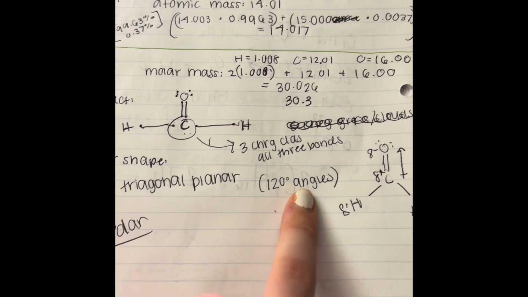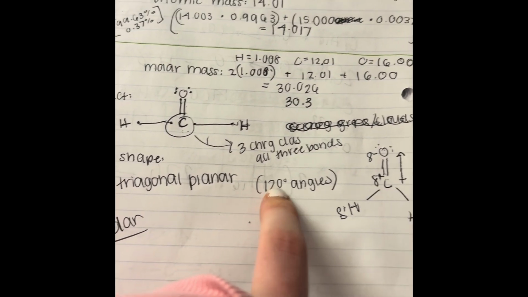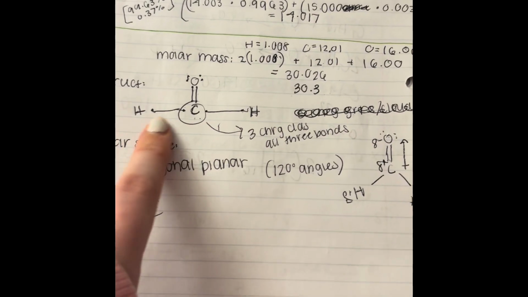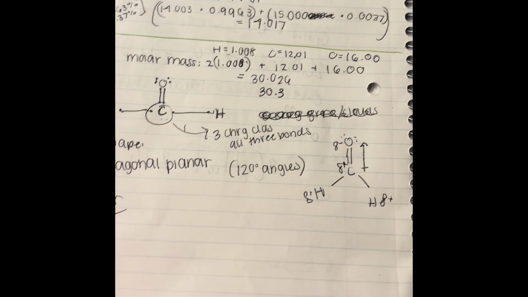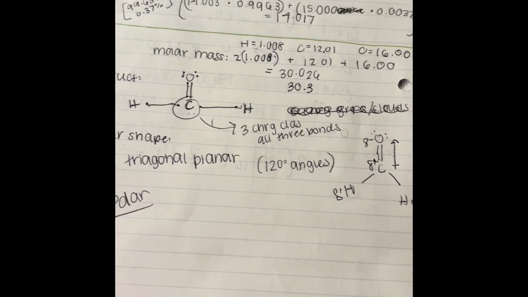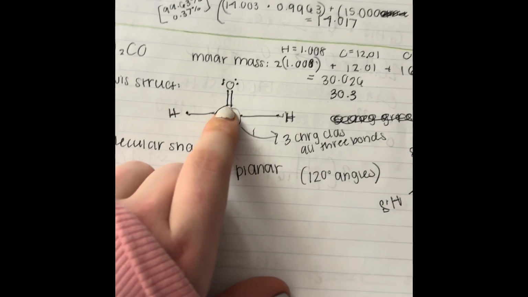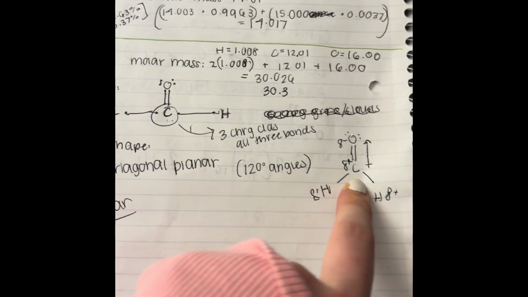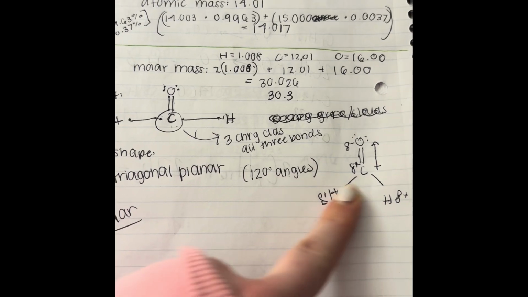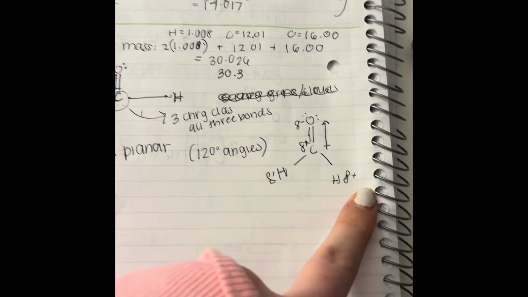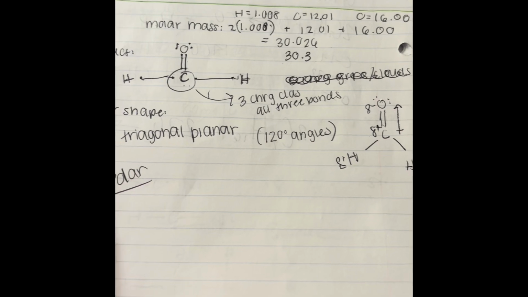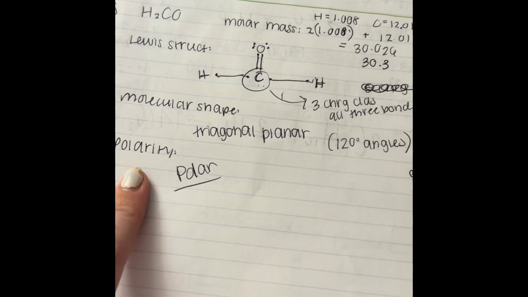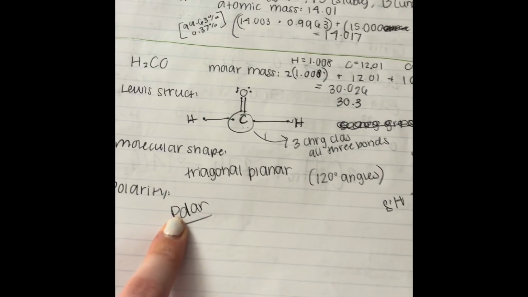This is what is going to cause the 120-degree angles of the trigonal planar shape, because what we know is that basically the electron clouds are going to want to be as far away from each other as possible. This would be the more accurate drawing of the shape, and my drawing also is going to tie in with the next question, which is, is it polar? And the answer is yes, it's polar.